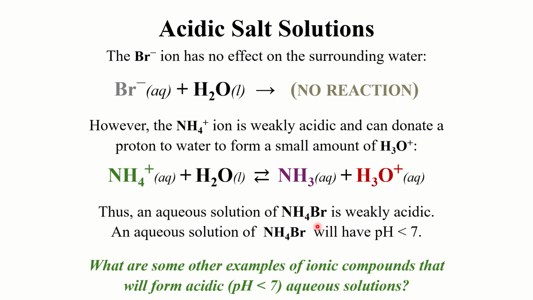What are some examples of ionic compounds that will form acidic aqueous solutions? Anytime you have a mixture between the conjugate acid from a weak base and the anion from a strong acid, this results in an acidic salt solution.